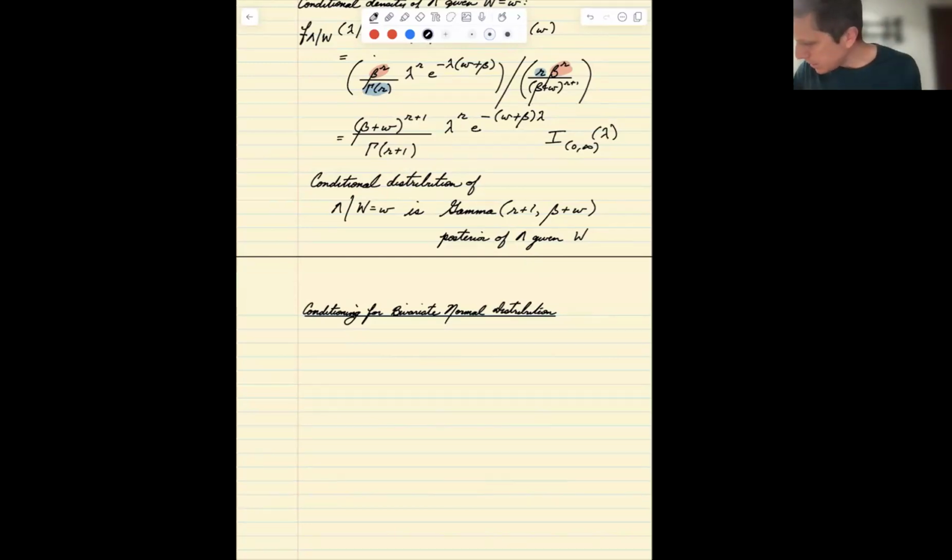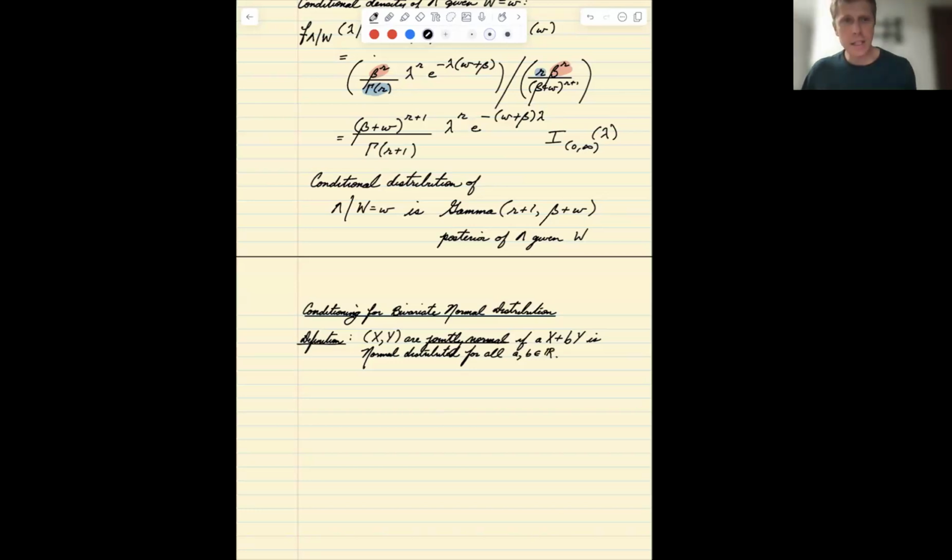By definition, we call a pair of random variables jointly normal if any linear combination aX plus bY is normally distributed for all real numbers a and b. Okay, so that's the definition.